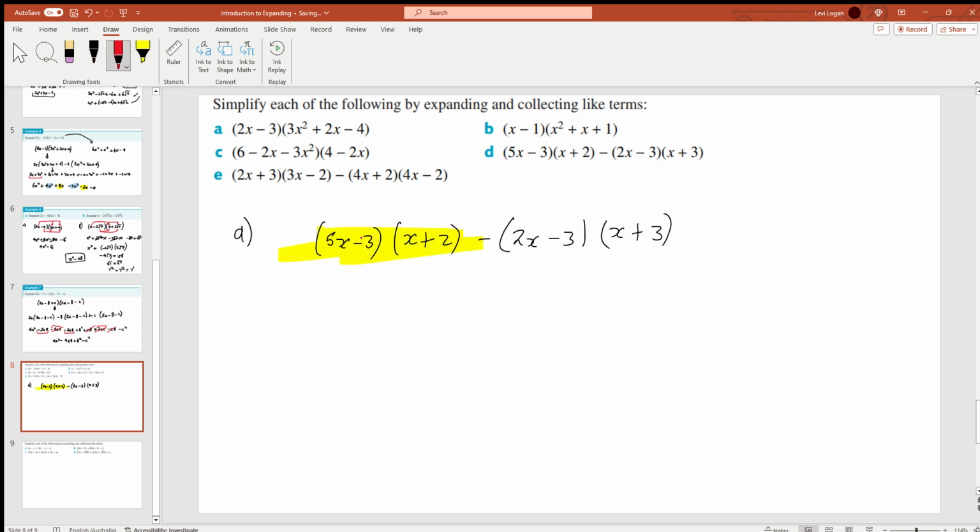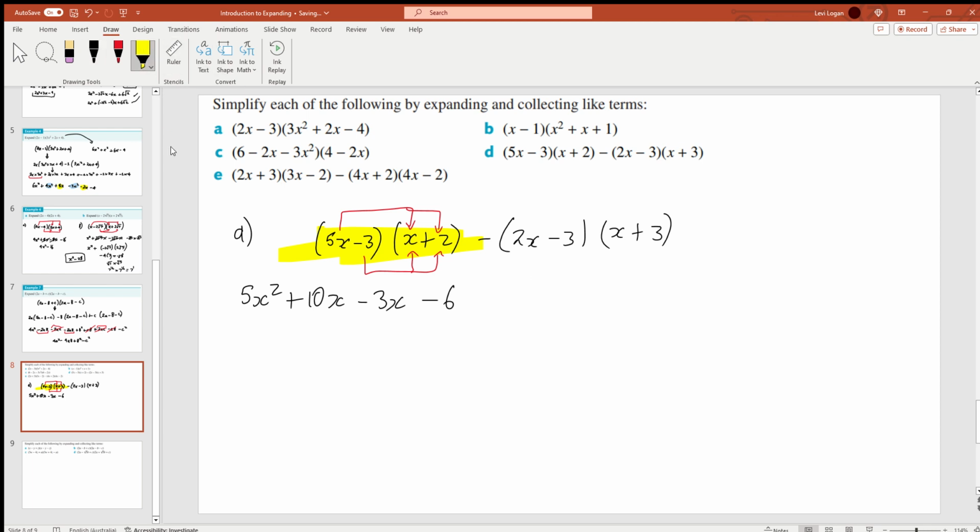So what we're going to do is FOIL. We're going to multiply this by that, and this by that. So first one, 5x times x is going to be 5x squared. 5x times 2 is going to be positive 10x. Minus 3 times x is minus 3x. Minus 3 times 2 is going to be minus 6. And that's that yellow bit there.